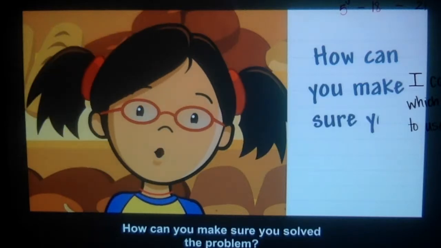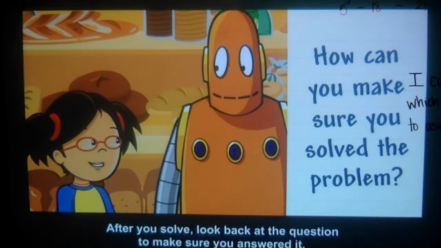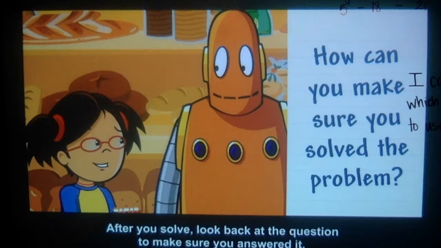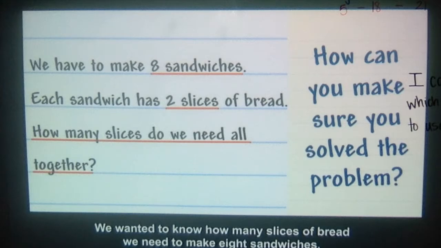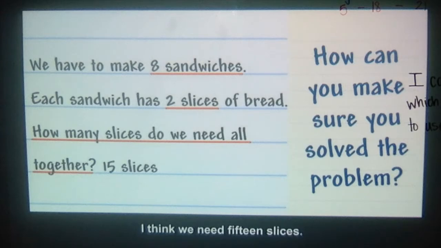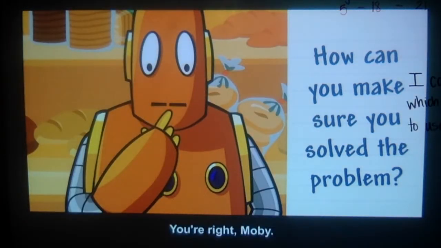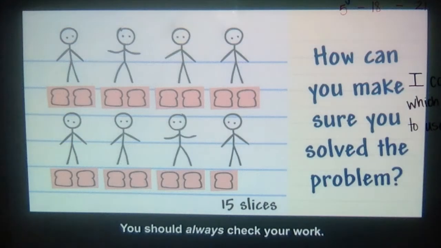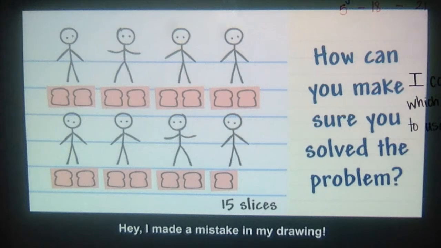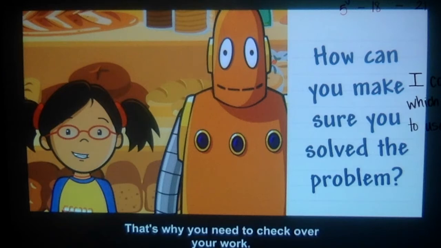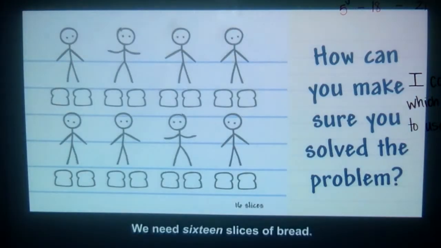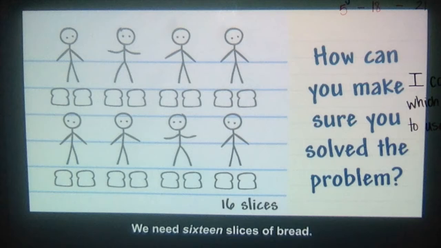How can you make sure you solved the problem? After you solve, look back at the question to make sure you answered it. We wanted to know how many slices of bread we need to make 8 sandwiches. I think we need 15 slices. You're right, Moby. You should always check your work. Hey, I made a mistake in my drawing. That's okay, Moby. Mistakes happen. That's why you need to check over your work. We need 16 slices of bread.